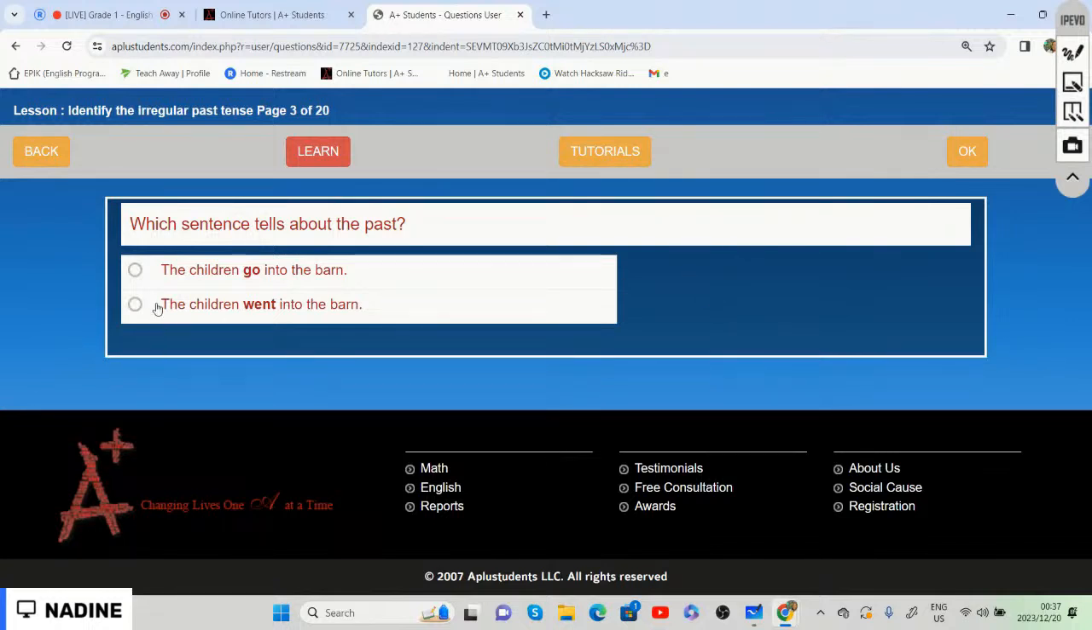So now also, we need to say which sentence tells us about the past. We did this one. The children go into the barn or the children went into the barn. Which one is the past tense? Is it go or went that shows the sentence that tells us about the past?